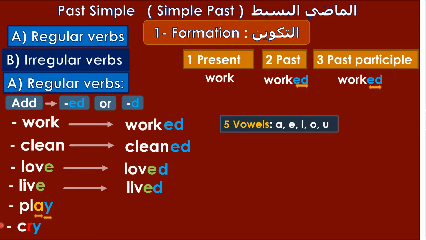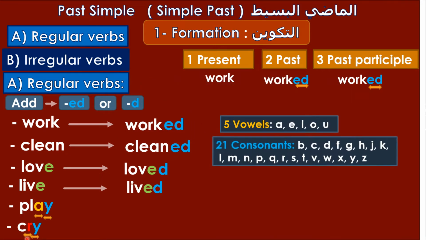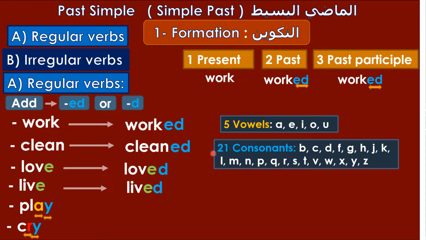And if you look at the verb cry, it's different. How? It ends in a y preceded by a consonant. And these are the 21 consonant letters in English.